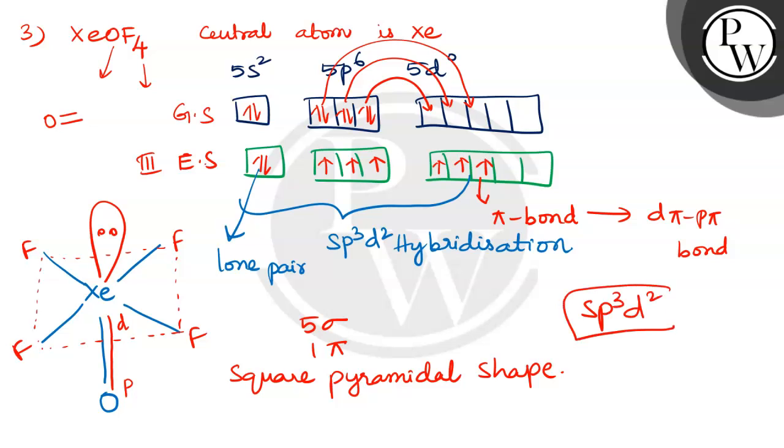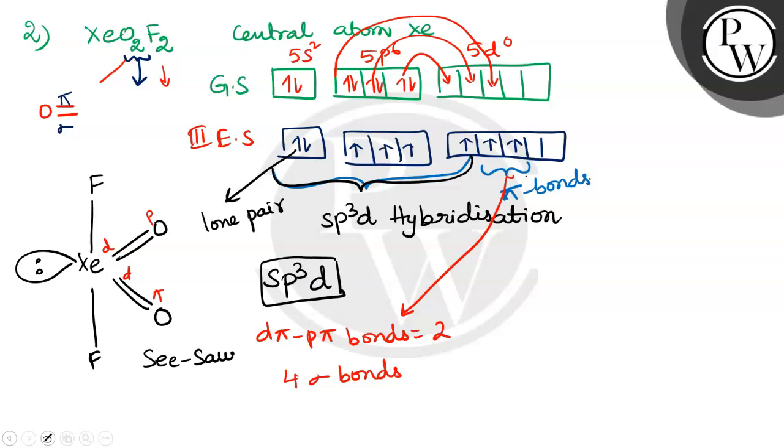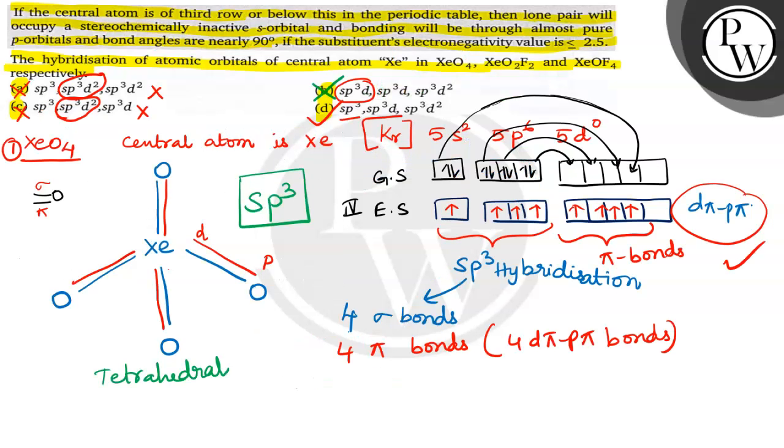Okay, so what is the hybridization? sp3d2 hybridization. So which option is matching? Option D only is matching. sp3 for XeO4, sp3 for XeO2F2, sp3d, and this one is sp3d2. Option D is correct.